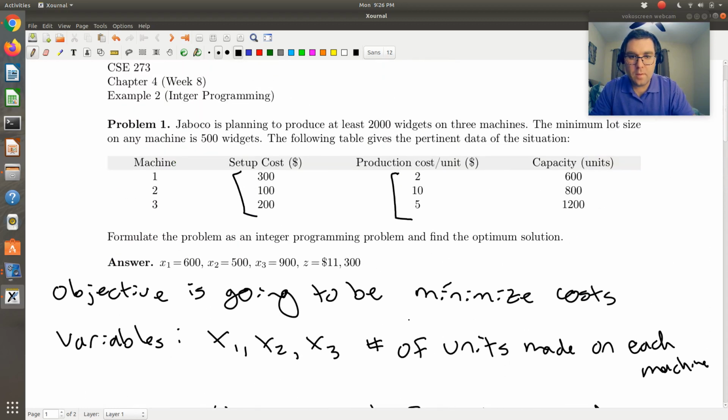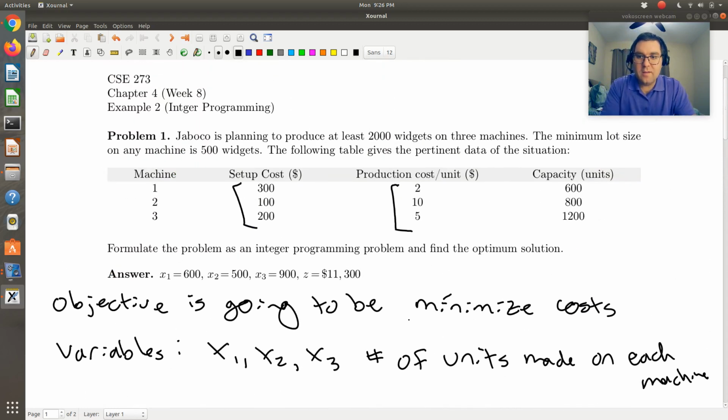The minimum lot size on any machine is 500. So that's going to be the minimum lot size if a machine is used. And before we tackle that, on each machine we're given a capacity.